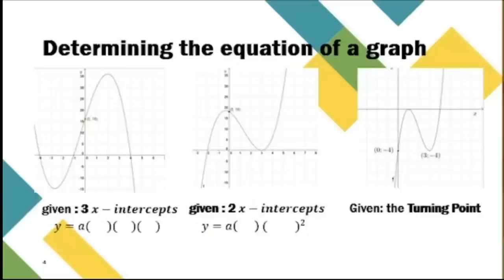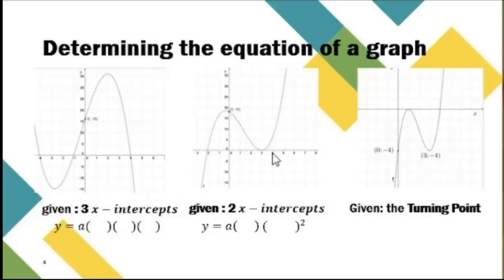I can also ask you to determine the equation of a graph. Grade 12, so we can give you 3 different types. I can either give you a graph with all 3 x-intercepts indicated, and we'll go y equals a, x minus the first x-intercept, x minus the second one, x minus the third one.